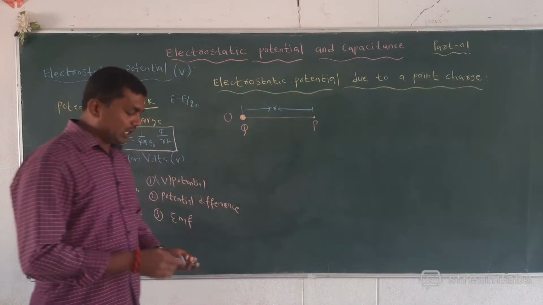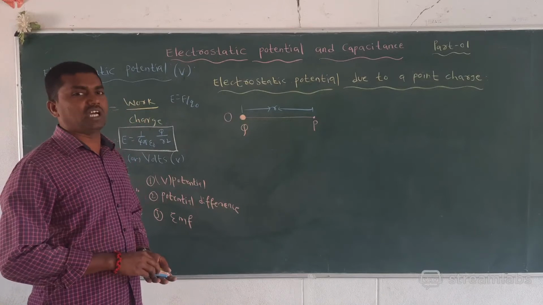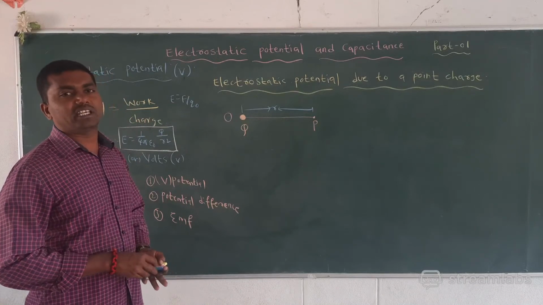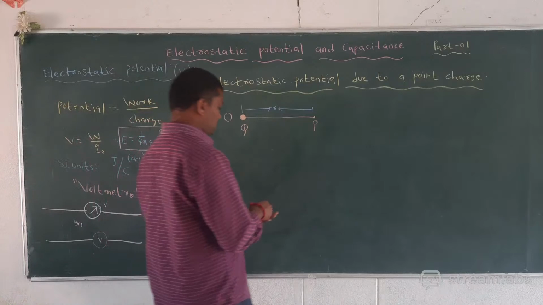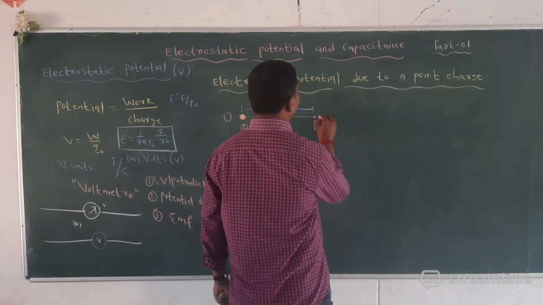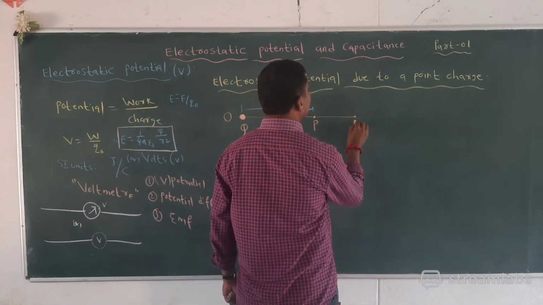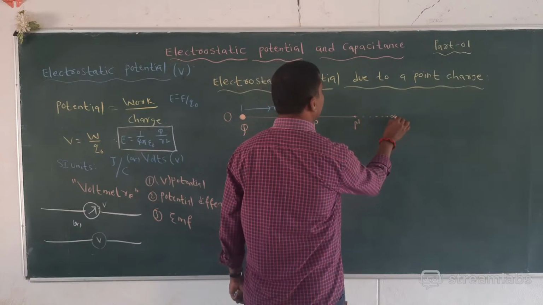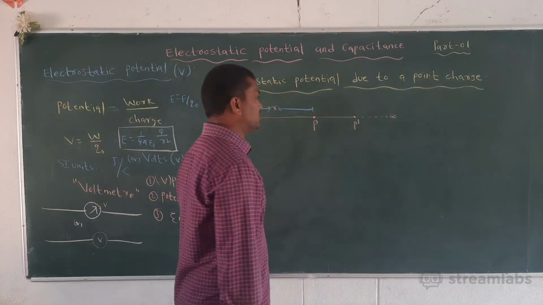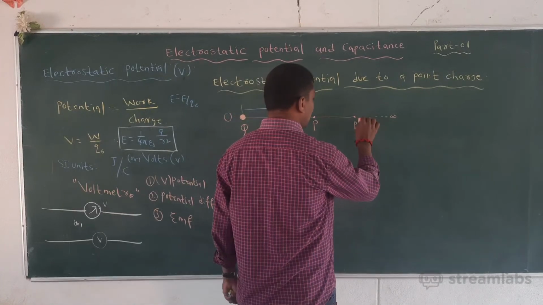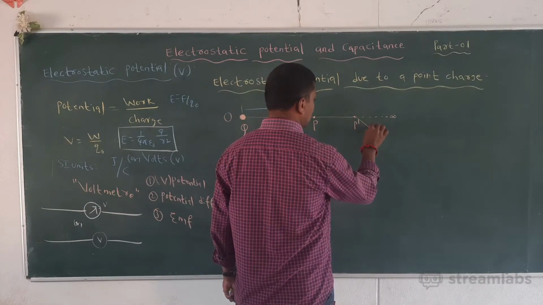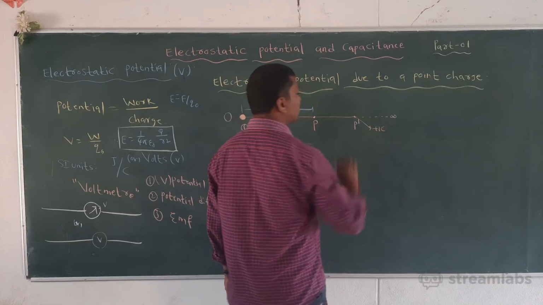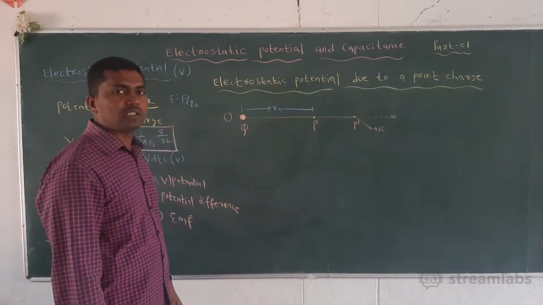And next, now we can take a test charge. We can take another point, P dash. Now we can take the test charge from infinite distance. So the test charge will be at this P dash, a unit positive test charge, so plus 1 coulomb.